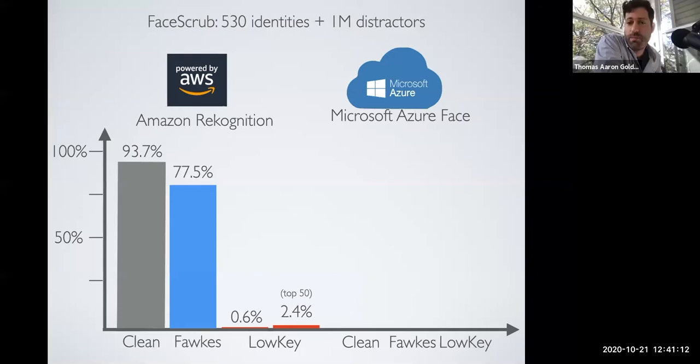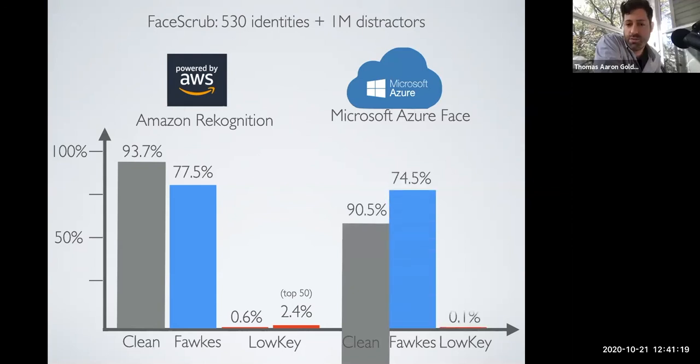And then on Microsoft Azure Face, this is another industrial API. The clean label accuracy on this system is about 90.5%, so a little bit less than Amazon Rekognition. Fawkes can degrade that to about 75%, and then LowKey can degrade that to about 0.1%. This API does not provide top 50, so we're just reporting top 1 accuracy.